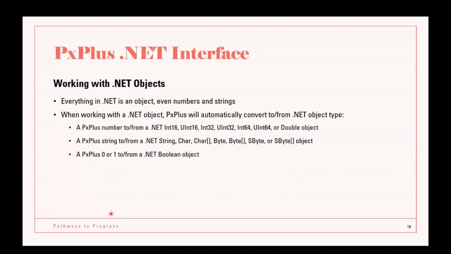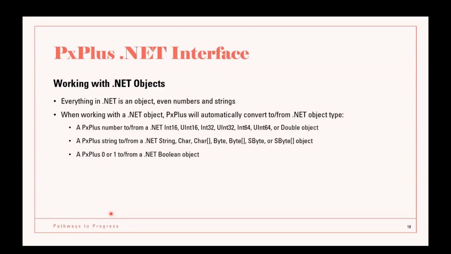So we need to talk a bit more about how .NET works and how we handle that on the PxPlus side. It's important to keep in mind that everything in .NET is an object. Even strings and numbers and booleans are objects on the .NET side. But in order to make it easy to work with from PxPlus, we automatically convert numbers to a normal PxPlus number in our code. So while dealing with .NET, if you need to pass in a number, you can just pass in a numeric literal or numeric variable, and it handles the conversion for you into the correct .NET numeric type.